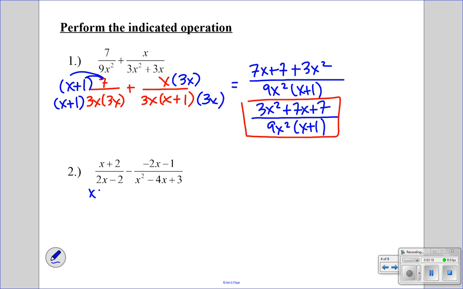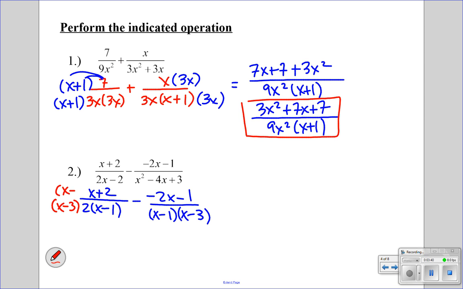We have x plus 2 all over 2 times x minus 1, subtracted by 2x minus 1 all over x minus 1 times x minus 3. So what we need to do to get the same denominator is multiply the first one by x minus 3, top and bottom, and the second one by 2. All right, so what we're going to get for that one is we're going to FOIL x minus 3 times x plus 2, and we get x squared minus x minus 6.